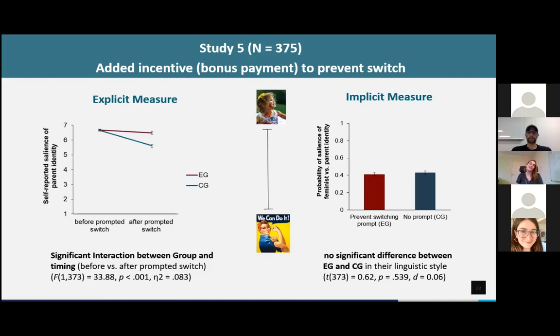This is what we found in the implicit measure. So again, in the implicit measure, we actually found no significant difference between the two groups. So even though in the self-report participants say, yes, I was able to prevent the switch in the sense of the parent identity is still salient, we then see in the implicit measure that there's no significant difference between the two groups.